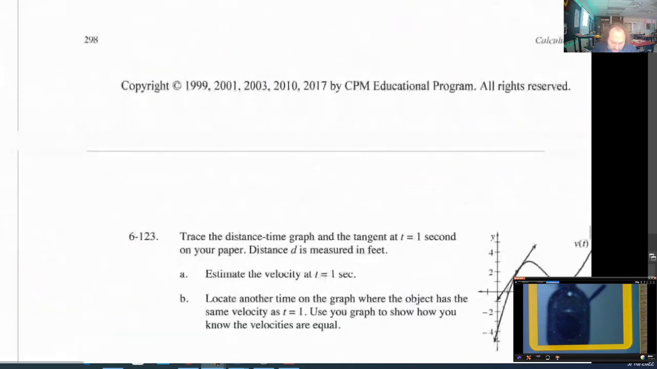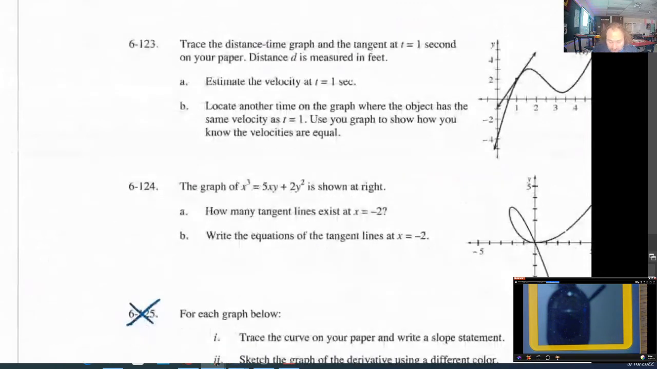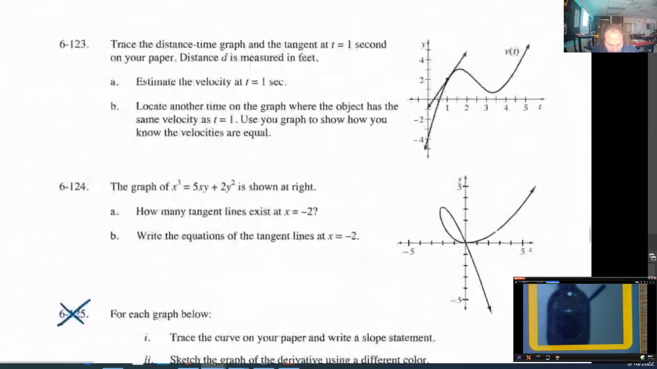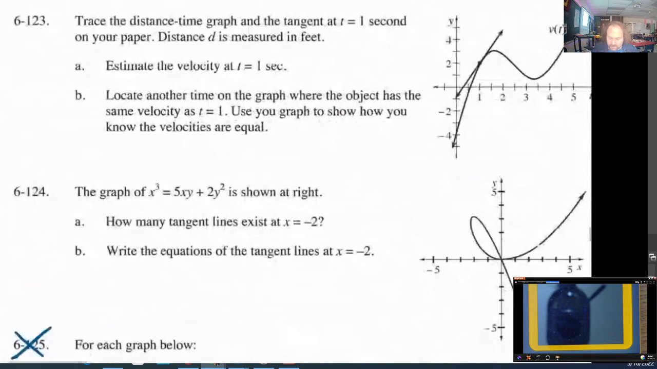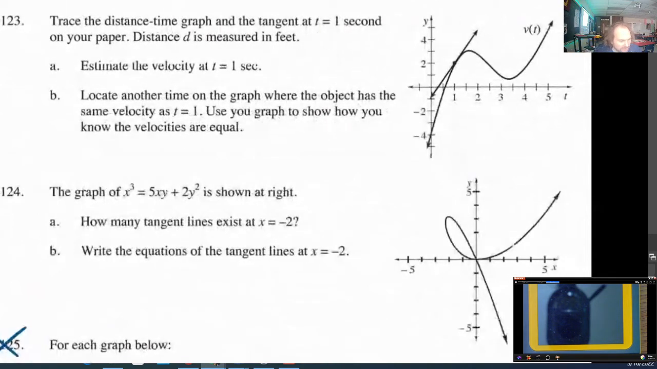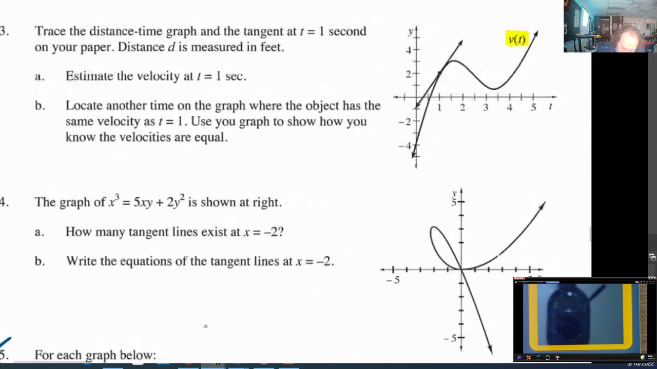On the next page, 6.123 says, trace your distance time graph and tangent t equals 1 second on your paper. Distance d is measured in feet. I think what's important here is I think they made a typo, because I think this is a distance graph, and I think they wrote v of t up there. I think that's a mistake. I think this is d of t, so I'm going to cross it off and write d of t above there. I think that's what's supposed to be there.